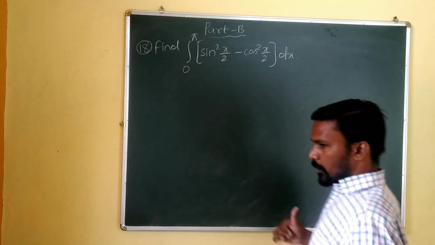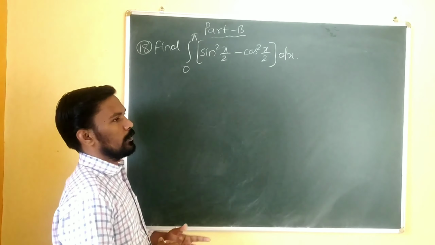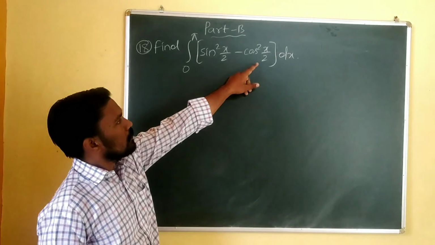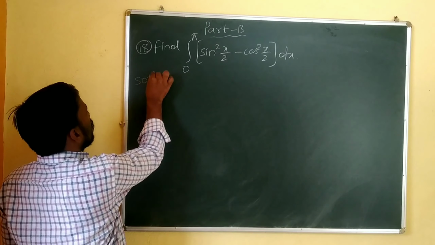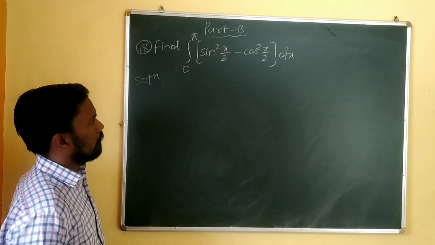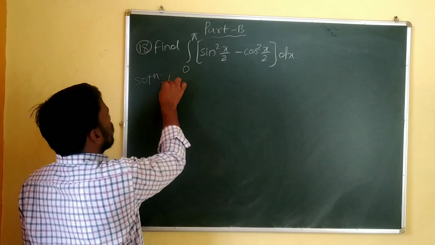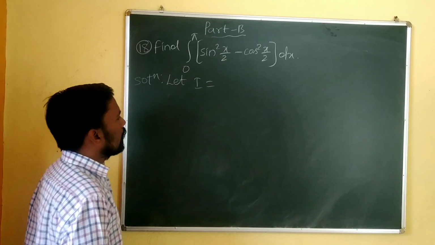See the next question, number 18. This is from integrals. Find the integration from 0 to pi of sin square x by 2 minus cos square x by 2. Here we are unable to integrate this function directly. Better to use a trigonometric formula. So very first, let us take the given integral as I.